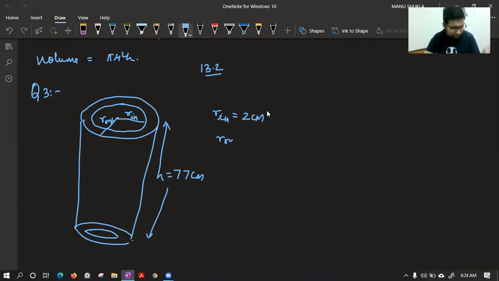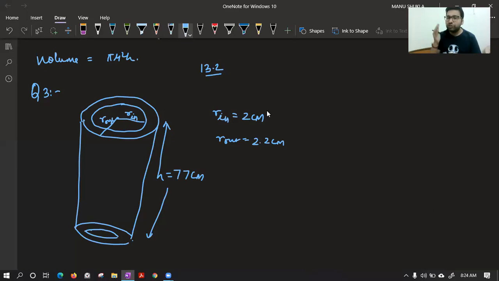What is R out? It is given to us that the diameter of the outer one is 4.4. No, Ranjan, please take care. 4.4 upon 2 will give you 2.2, so it is 2.2 centimeter. I am not writing the diameter over here because diameter will confuse me. It is always better to write those things which are required by you.